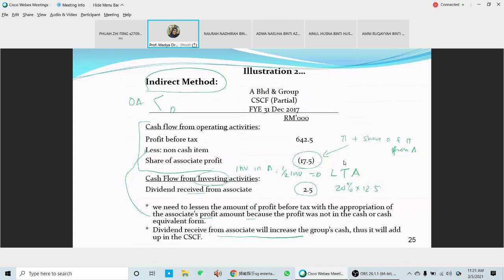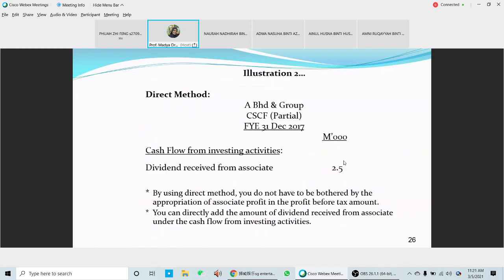Indirect method, we make an adjustment from the profit. So profit needs to minus share of associate profit, because that is not related to a cash item. And then we have one more item here, which is investing activity. This one is indirect method. But for the direct method here, we only have one item, which is the thing that affects here, only the investment.